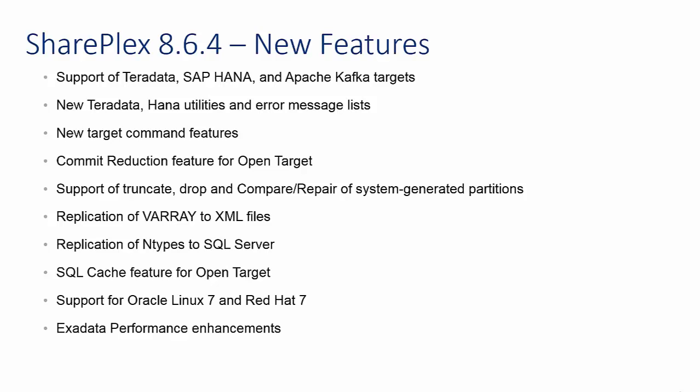Support of Teradata, SAP HANA, and Apache Kafka targets, new Teradata and HANA utilities and error message lists, new target command features, commit reduction feature for open target, support of truncate, drop, and compare repair of system-generated partitions, replication of VArray to XML files, replication of NCHAR types to SQL Server, SQL cache feature for OpenTarget, support for Oracle Linux 7 and Red Hat 7, and Exadata performance enhancements.